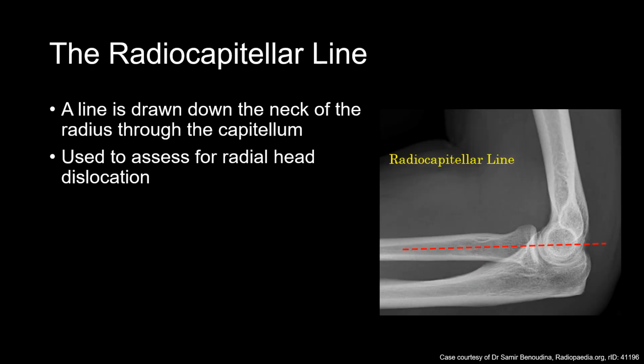The radiocapitellar line is drawn through the diaphysis of the radius, and then it should intersect through the capitellum. It is used to determine fracture or dislocation of the radius relative to the capitellum.